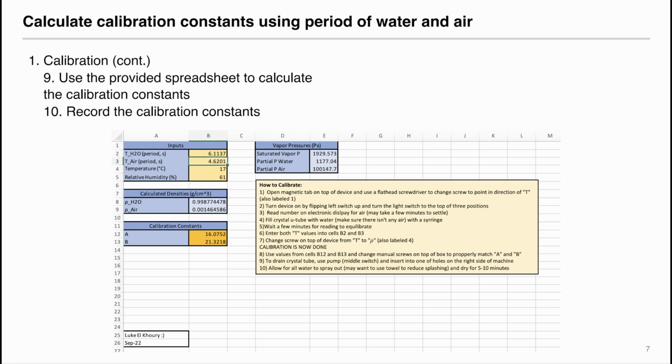In the provided Excel sheet, using the previously discussed theory, we can enter the period of water, which is 6.1137, and the period of air, which is 4.6205. Then the Excel sheet will calculate for us the calibration constants A and B. We want to record A and B so that we can enter them into the densitometer.